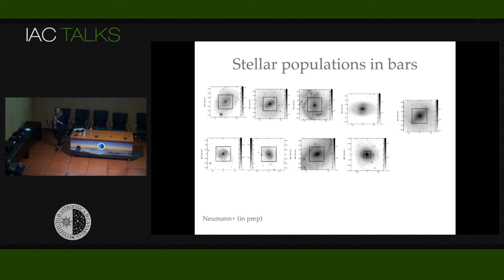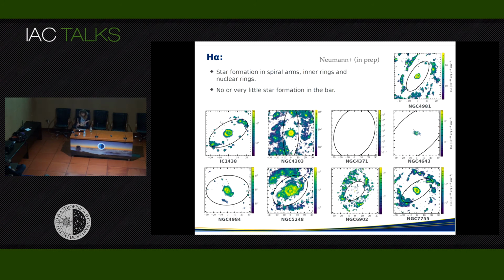Justin Newman, one of the students here, is doing a study of stellar populations along the bars of galaxies. There are very few studies of these properties of the bars because it's difficult, but he's obtaining a first sample of galaxies now. This is the H alpha distribution in the sample he's studying. You can see that you have H alpha emission in the rings, in the center, in the spiral arms, but you don't get star formation along the bars, in any of the bars in our sample.